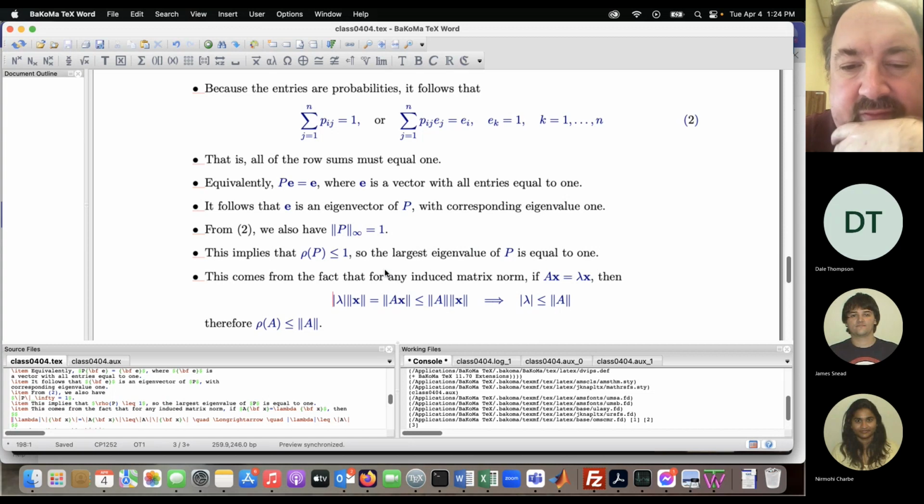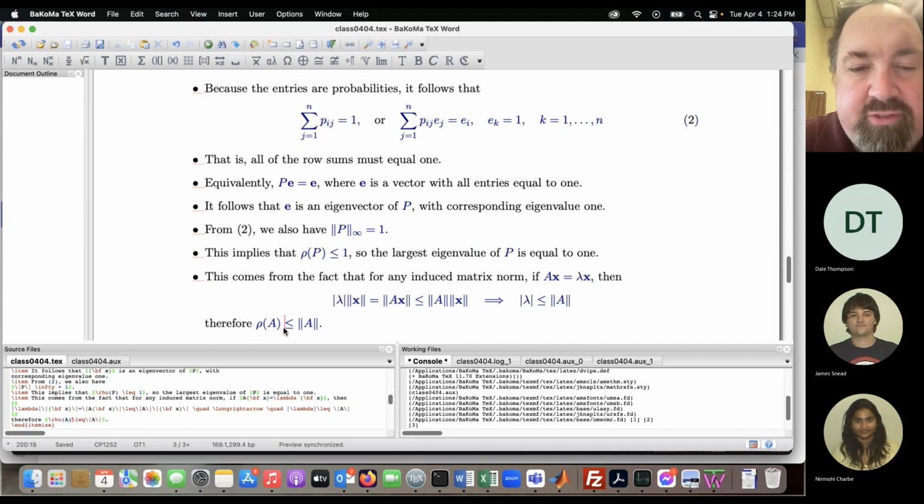But then, if I cancel the norm of x, that means that the absolute value of the eigenvalue is less than or equal to the norm. And this is true for any eigenvalue of A. So that tells me that the spectral radius of A, which is the absolute value of the largest eigenvalue of A, is less than or equal to the norm of A for any such induced norm.